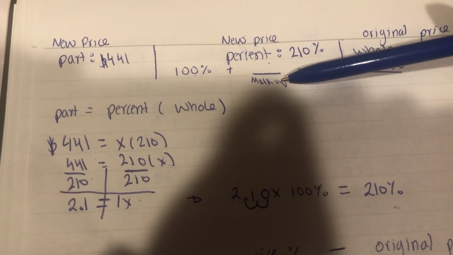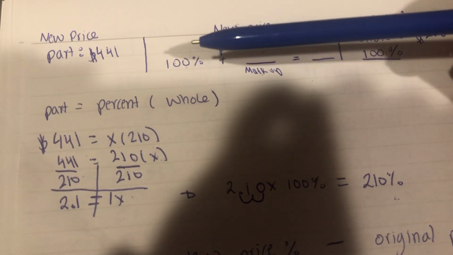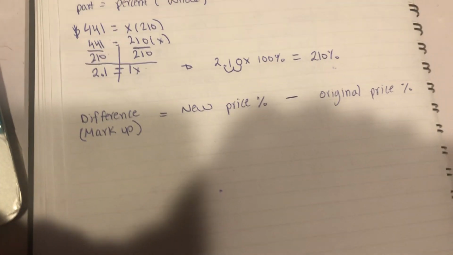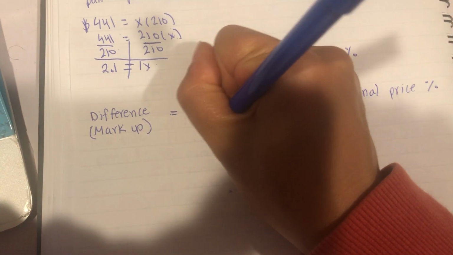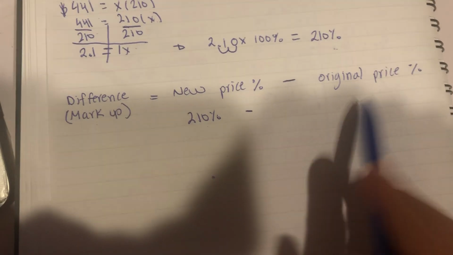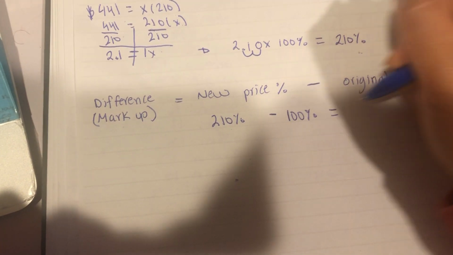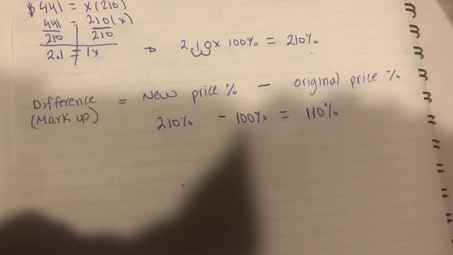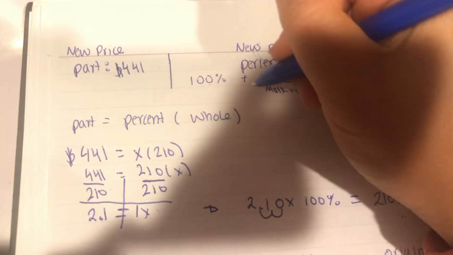But again, get this. We are trying to find the markup percentage. So how much did it increase by from 100%? And so the last thing that you need to do is subtract. So I'm going to subtract to find my markup percentage, the new price, which is 210%, minus the original price, which is 100%, and that's going to give me 110%. So this markup is actually a lot bigger. It can be bigger than 100%.